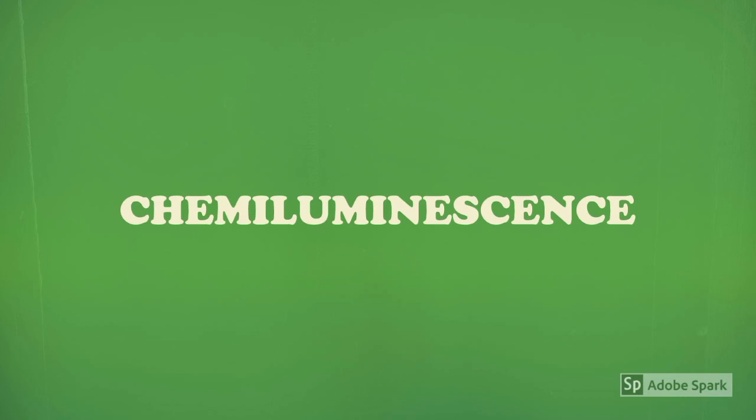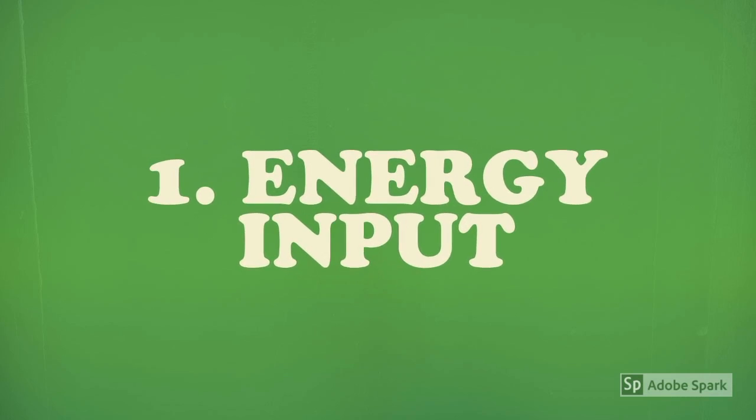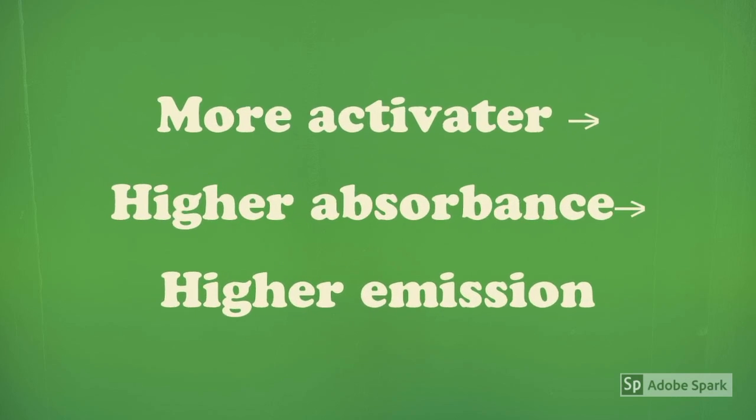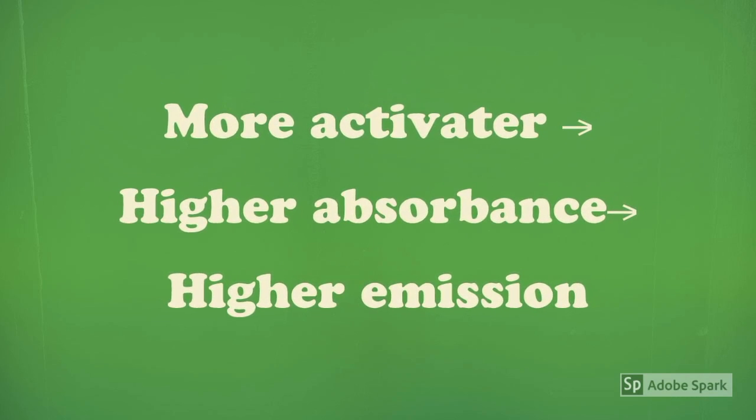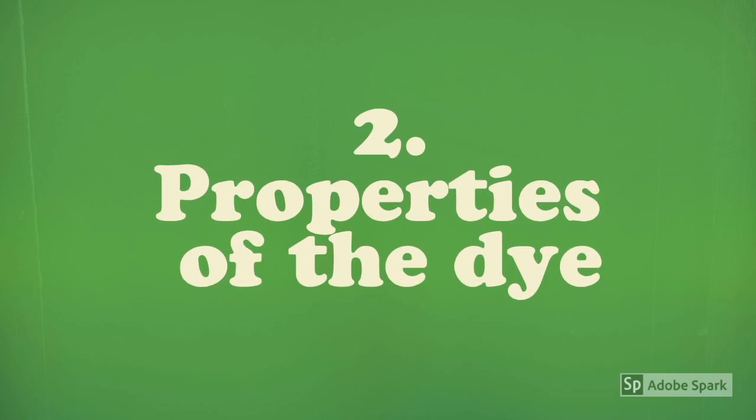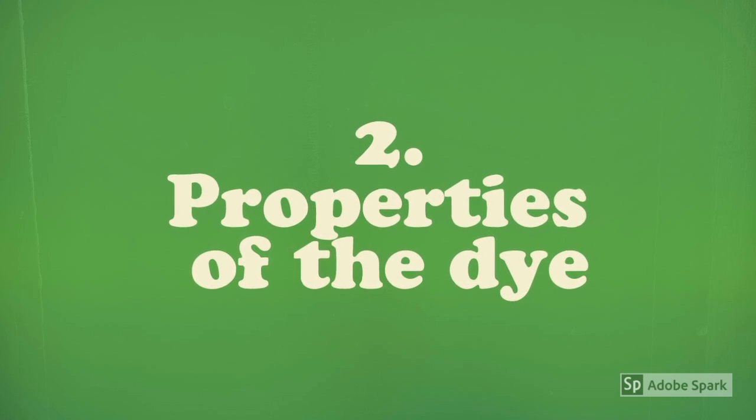The energy for the excitation of electrons was supplied through a chemical reaction. The emission intensity is dependent on the energy input because the more energy you input, the more energy the substance can absorb, and thus the more energy it can emit. Thus, higher energy input would correlate to higher emission intensity. Emission intensity is also dependent on the properties of the dye.